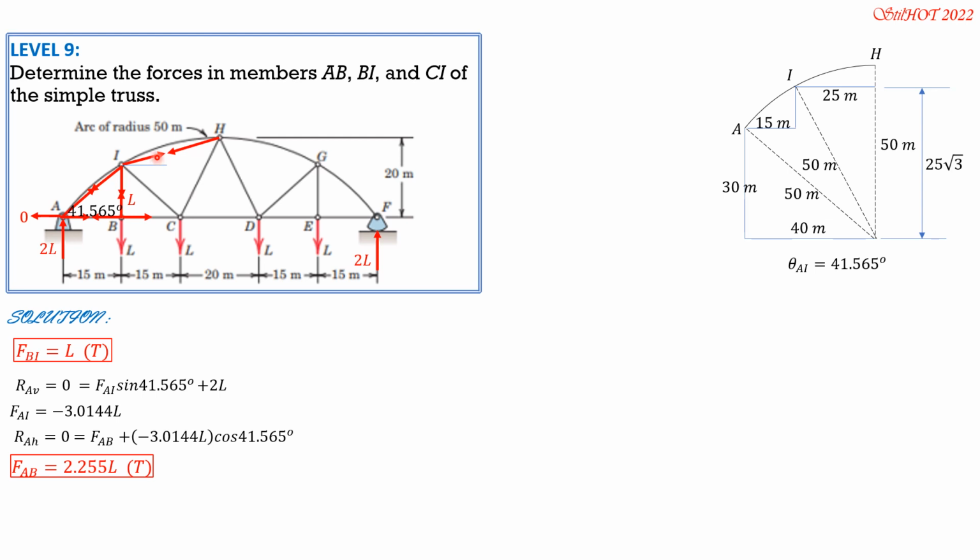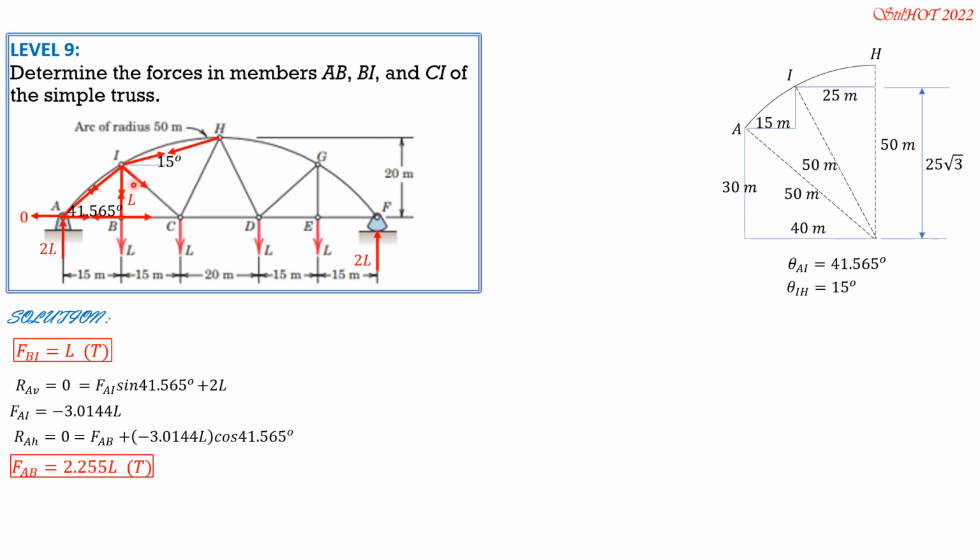Then we need to analyze this angle here, theta IH. Theta IH is arctan, again, use your calculator there, arctan of 50 minus 25 square root of 3, this vertical distance here, over 25. So theta IH is 15 degrees. So let's transfer it there. Then because we proceed to joint I, in a way we have found BI, which is L. There are only two unknowns here, FIH and FCI.